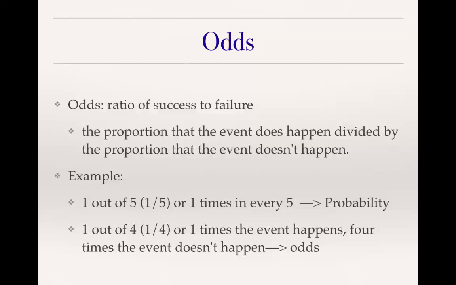So an example here is that a probability of 1 out of every 5 times means that 1 time in every 5 is a probability example. An odds example is that 1 out of 4. So there's still 5 times in total in the first example. There's still 5 times in the second example, except 1 time the event occurs and 4 times the event doesn't. And that is an odds.